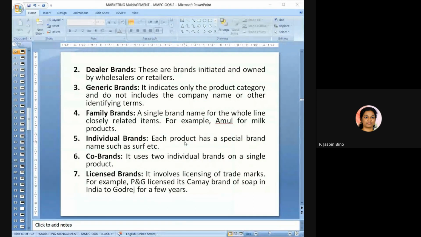For the product lines they offer, they give the same name, for example Amul for milk products. With individual brands, each product has a special brand name, for example Surf. Each product the company offers in the same product line is given a different name. That is what individual brands are. Co-brands means using two individual brands on a single product. Licensed brands involve licensing of trademarked products. Procter and Gamble licensed its KMW brand of soap in India to Godrej for a few years.